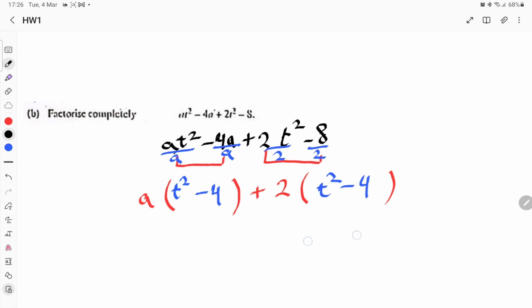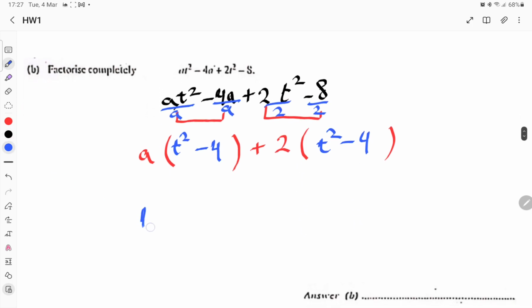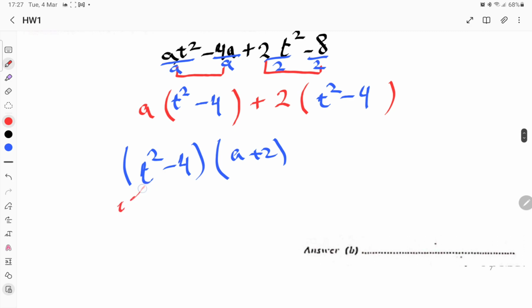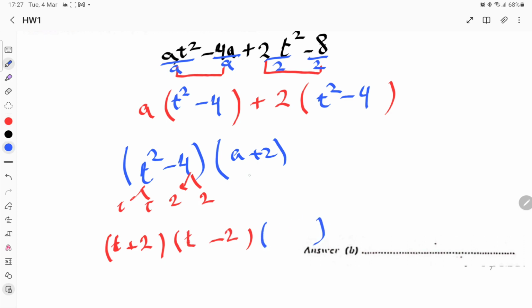If you notice now, the common factor is t squared minus 4, which can be taken out as a common factor, and what you still have is a plus 2. And then t squared minus 4 can be factorized more, because I have t and t, and the 4 is 2 times 2. So you can factorize the first bracket into two brackets, difference between two squares, (t plus 2) and (t minus 2). And I also have the other bracket, which is a plus 2. And that's it.